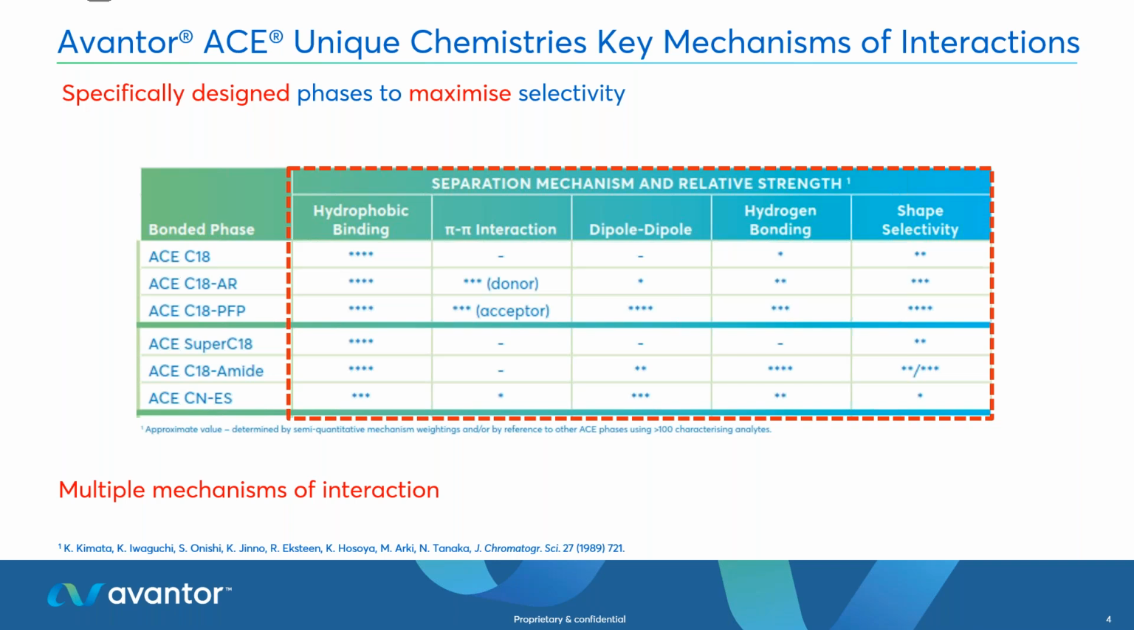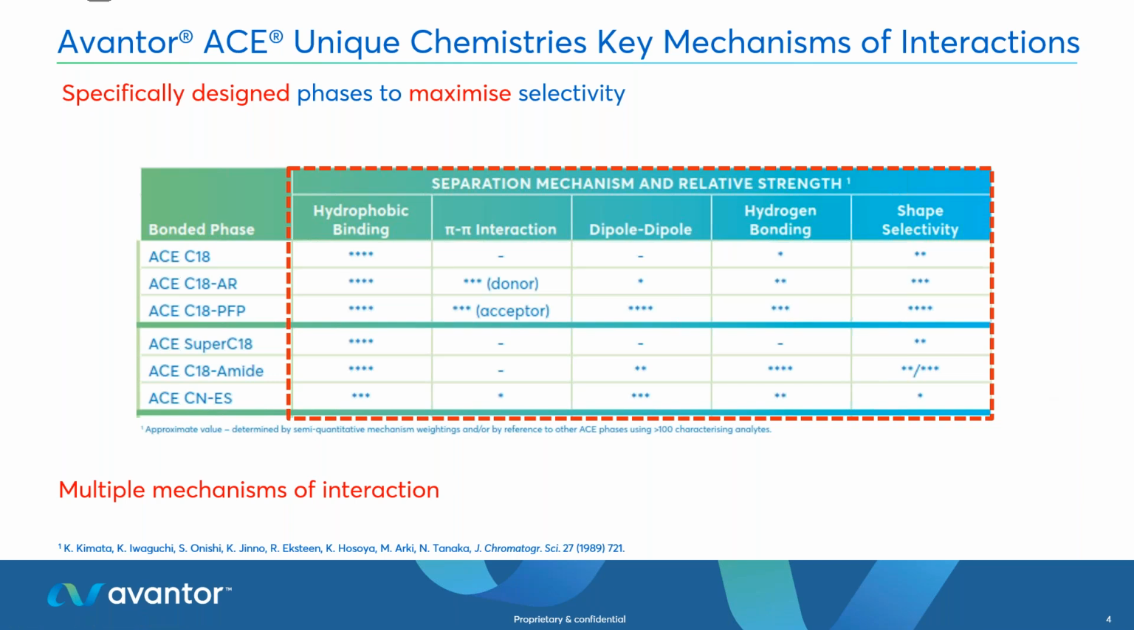But each of them has a different weighting in terms of the other ways they can retain compounds. What that means chromatographically is we'll get peaks in different places. We'll be able to move our peaks around on the different columns, and that's exactly what you want for method development. So you can see there's heavy weightings.